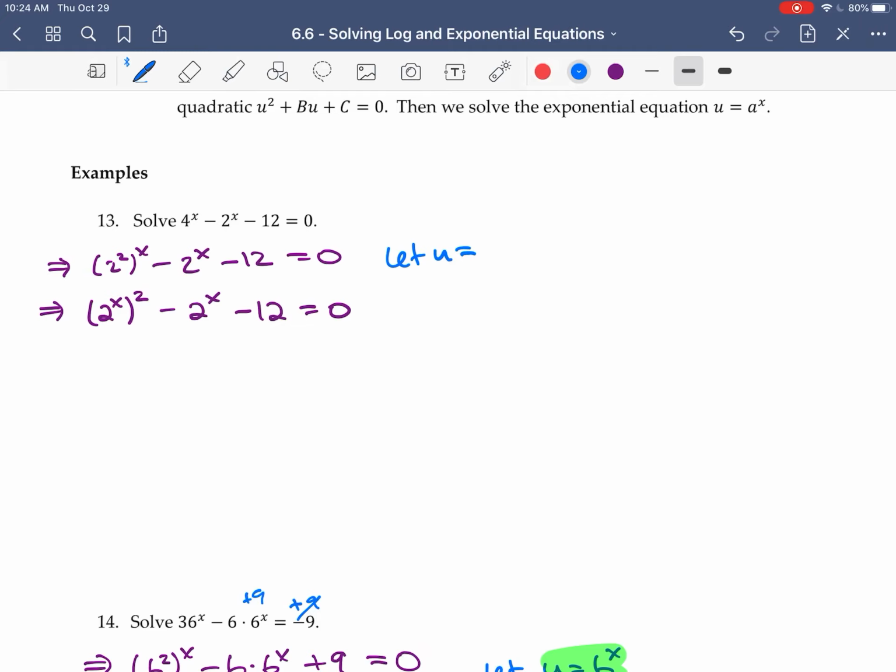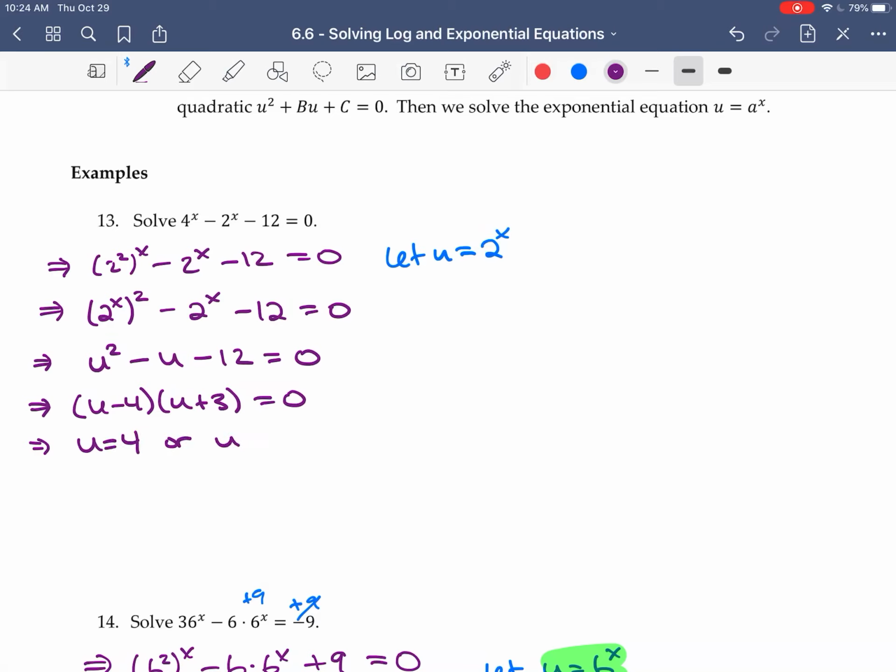So if we let u equal 2 to the x, then I can write this as u squared minus u minus 12 equals 0. Now I know how to factor this. Two numbers that multiply to give negative 12 and add to give negative 1. That's going to be minus 4 and positive 3. Okay, so that means that if those equal 0, and one of them has to be 0, which means u equals 4 or u equals minus 3.